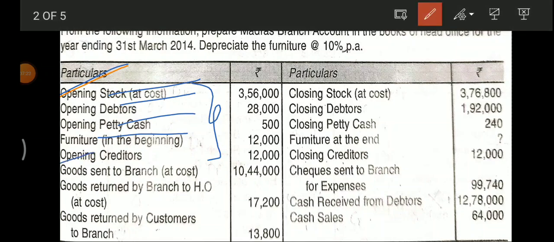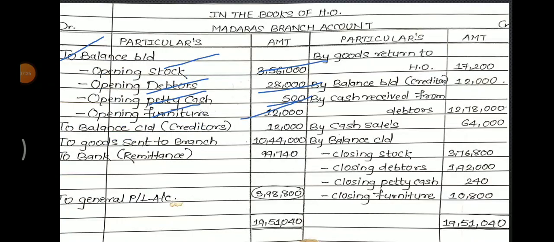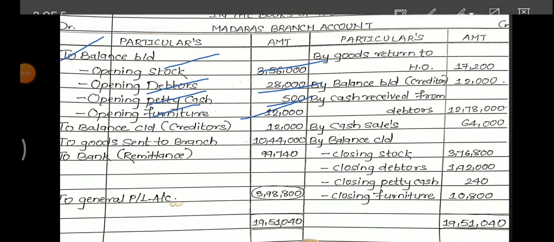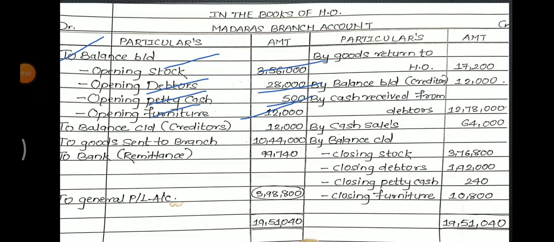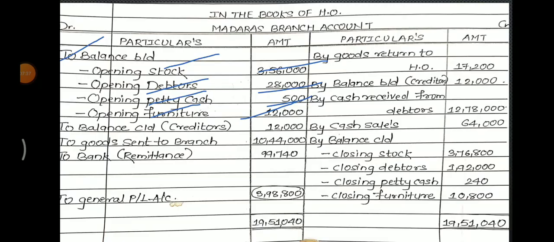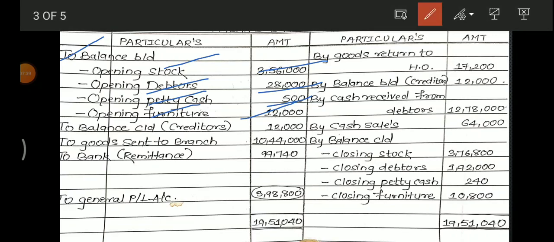Next one is opening creditors. Creditors, liabilities opening, will go on the credit side. Amount is 12,000. So this is nothing but the opening balance, that is why we have to write it here, to balance brought down, creditors 12,000.